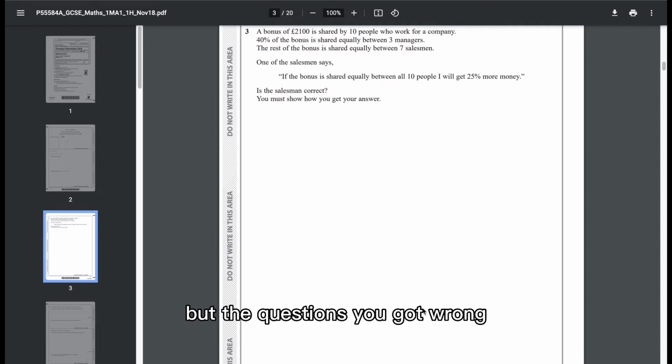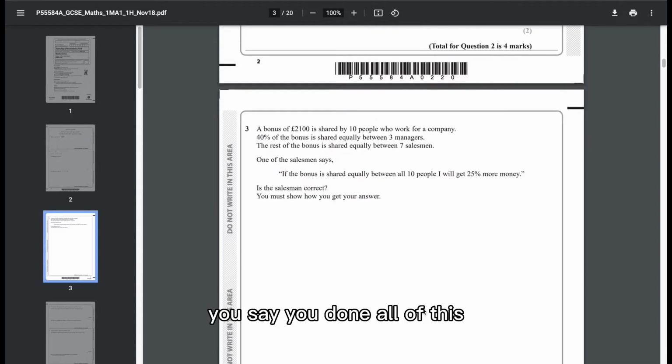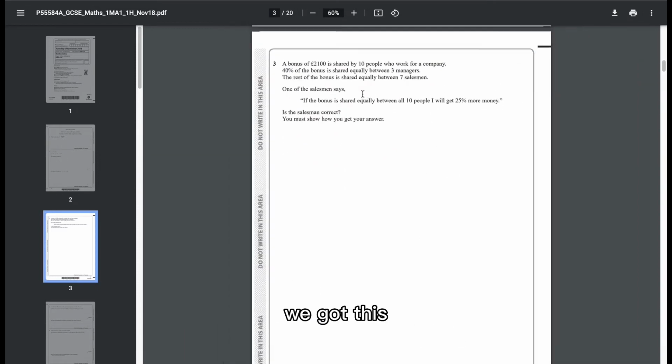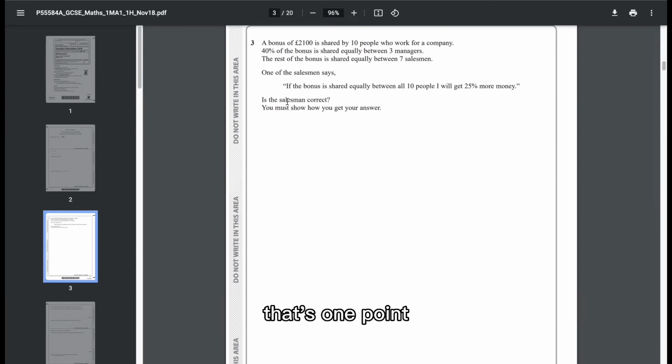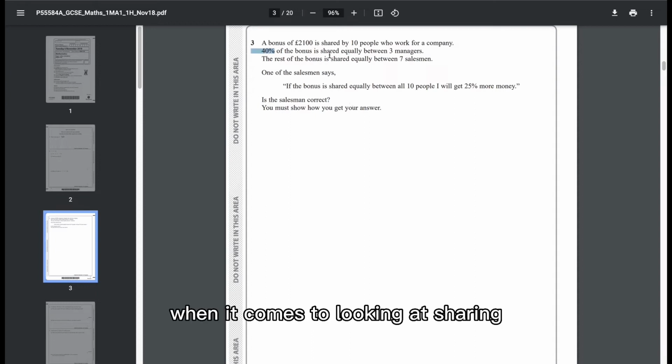But the questions you got wrong, you have to keep a keen eye on those, even if you lost 1 mark. Say for this question 3 here, there's a 5-mark question, you did all of this, but even if you forgot to mention that 1 point, whether the salesman is correct, that's still a mark lost. You kind of did all your working out, but you forgot to write it, that's still a mark lost. It might be a little bit silly, but it shows that there's something wrong in that particular question when it comes to looking at percentages, when it comes to looking at sharing, when it comes to looking at this particular topic. It's important to highlight what you got wrong.